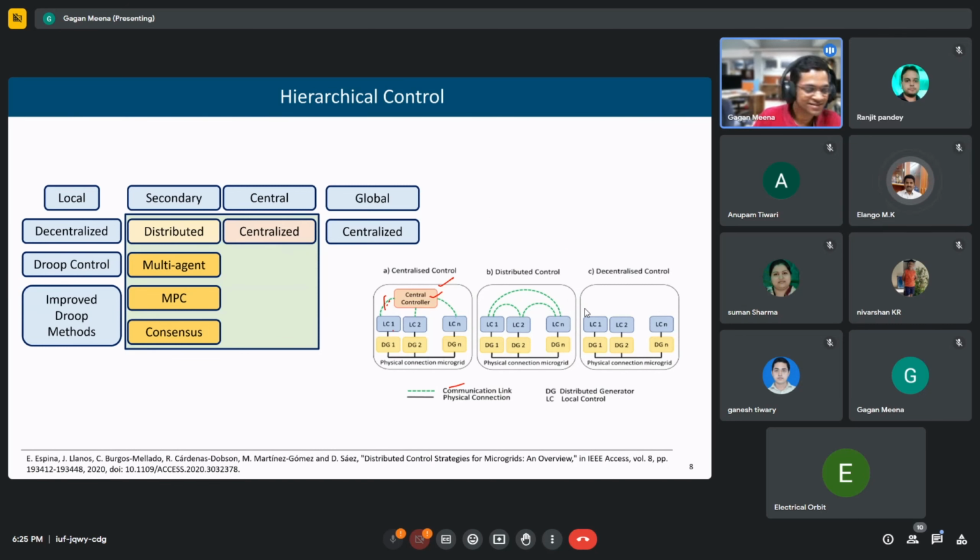So this is the centralized, right? And then we discuss this decentralized. So there is no communication at all.